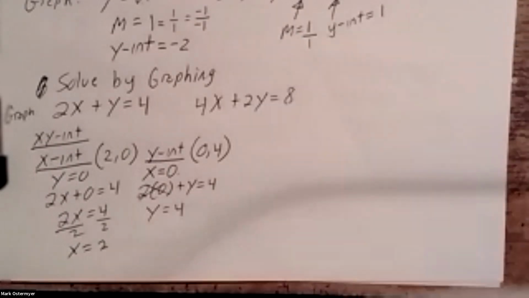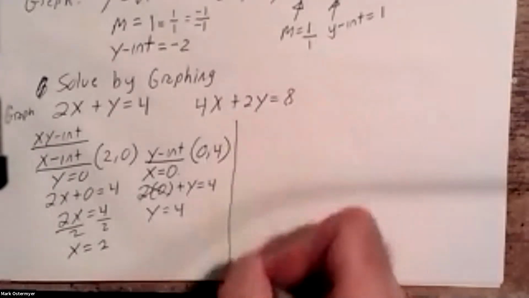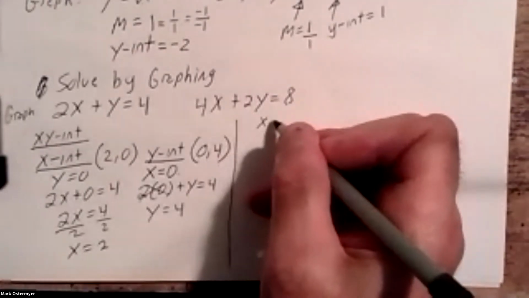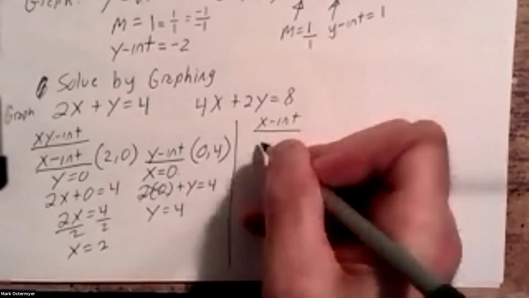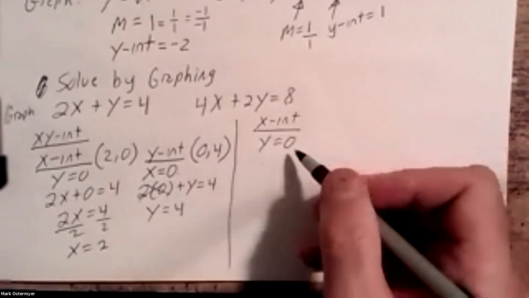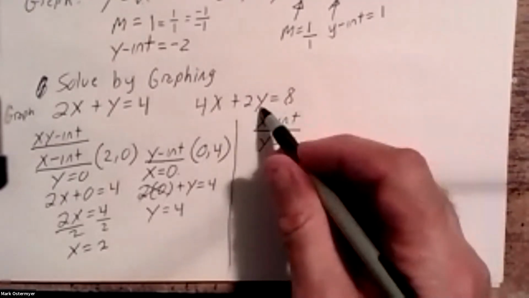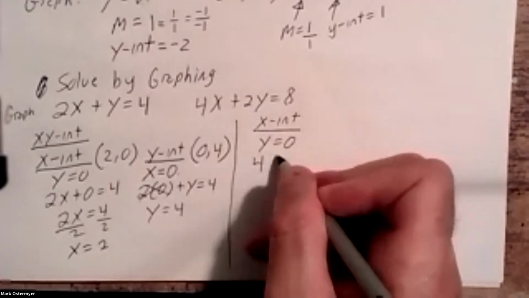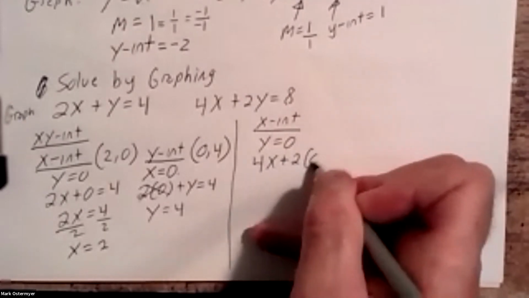To graph the second equation in our system, again, I will make use of the xy-intercept method. To find an x-intercept, we let y be 0, substitute in for the y variable, and my equation becomes 4x plus 2 times 0 equals 8.